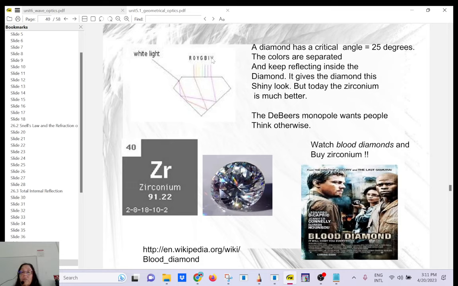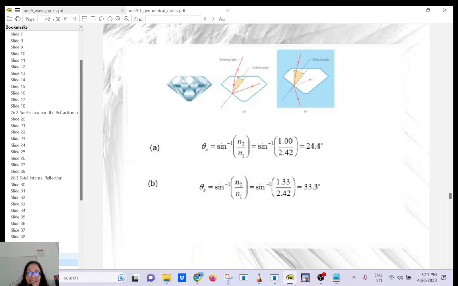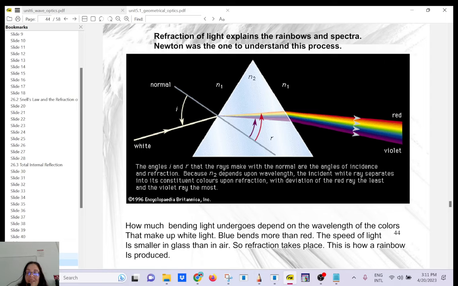So if you want to make sure it's not a blood diamond, you can buy zirconium and nobody will tell the difference, unless they have a special skill to analyze. You can't tell the difference between a real diamond and zirconium. And at least they are not bloody. So it's called total reflection.